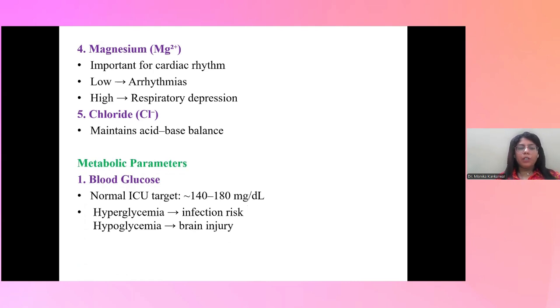If you talk about metabolic parameters, then blood glucose monitoring is a vital parameter in our metabolic aspects in ICU patients. For ICU patients, we should have a normal target range of approximately 140 to 180 milligram per deciliter. If the patient is hyperglycemic, they will be at more risk of infection, further complicating the condition. And if the patient is hypoglycemic, they will have brain injury. So we have to prevent the patient from ending up in either condition.